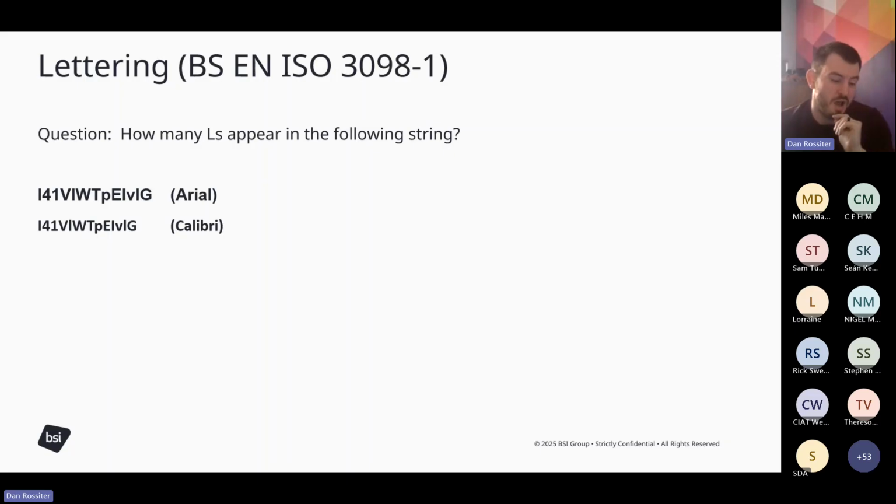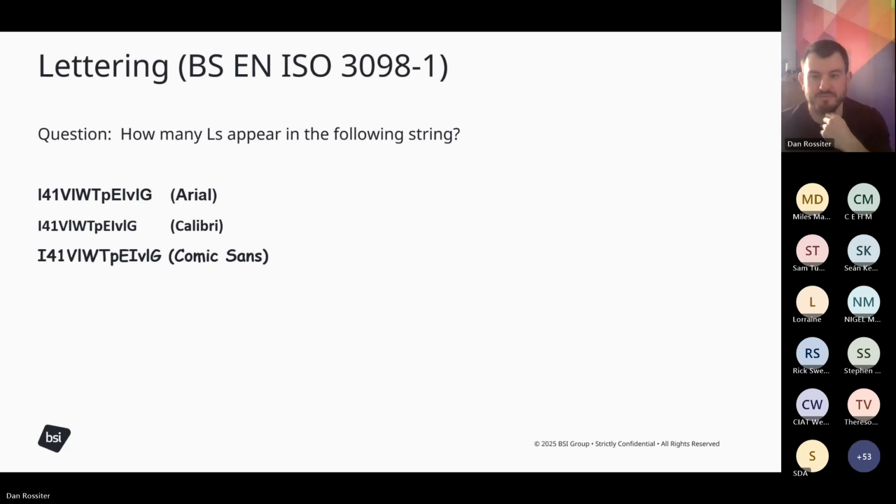Now we can move on to what is probably the most professional font of all, Comic Sans. How many L's are in there now? There we go. So we're now starting to see consistency. Now that we're using Comic Sans, everyone is agreeing how many L's there are. So what we have is an unambiguous typeset.